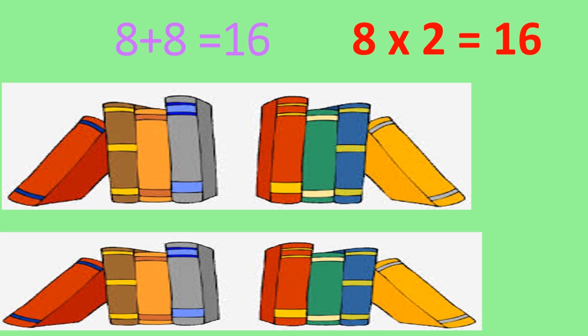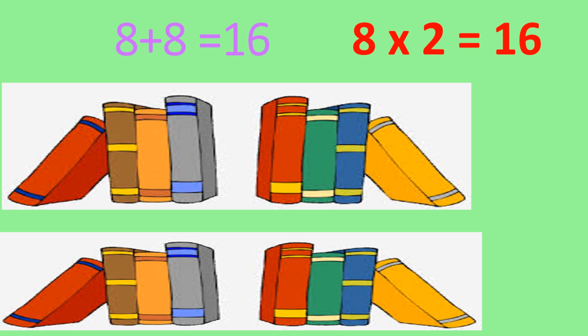Did you see the answer? Both of them are the same, 8 and 8. That means when you are adding 8 2 times, the answer is 16. The same way, 8 2s are 16. That is 8 2 times is 16.